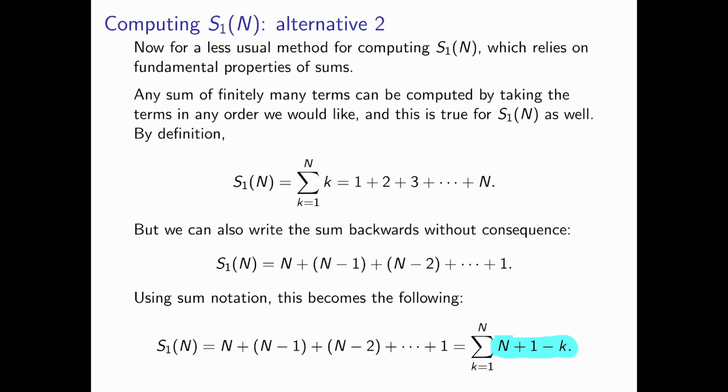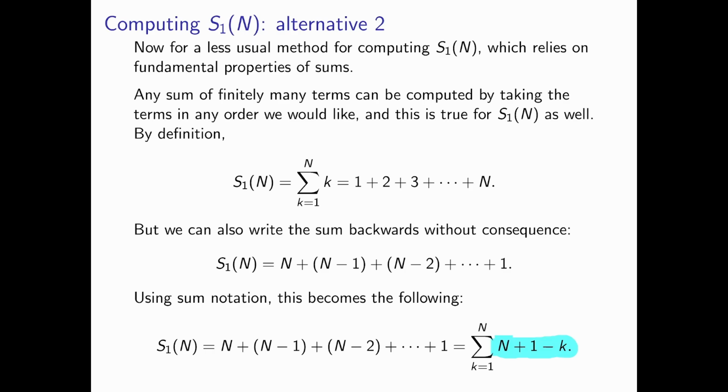And why do we have the term n plus 1 in the front? Well, it has to do with the fact that we want the first term in this summation to be n. So when k equals 1, what happens here? We get n plus 1 minus 1. So then we get n. Okay, perfect. And when k equals n, then we want this to be equal to 1. So n plus 1 minus n is equal to 1. Okay, perfect. And every term decreases by 1 if k increases by 1. Okay, perfect. This is actually the way to write s of 1 of n backwards using sum notation.